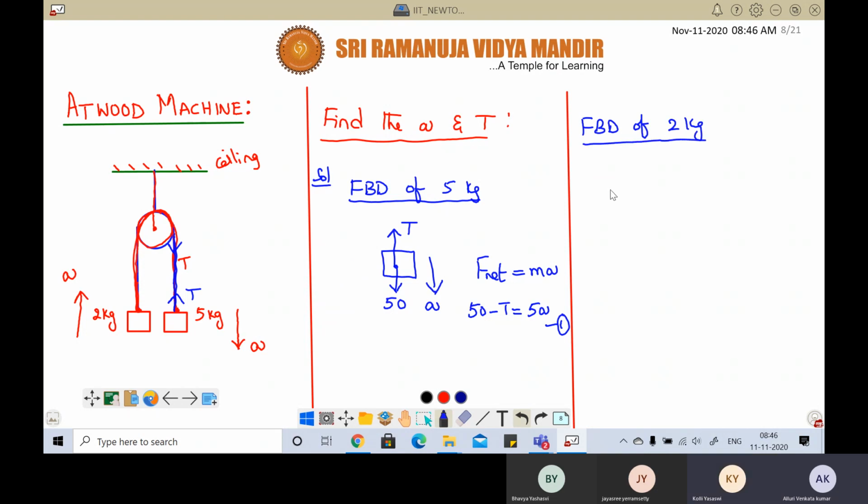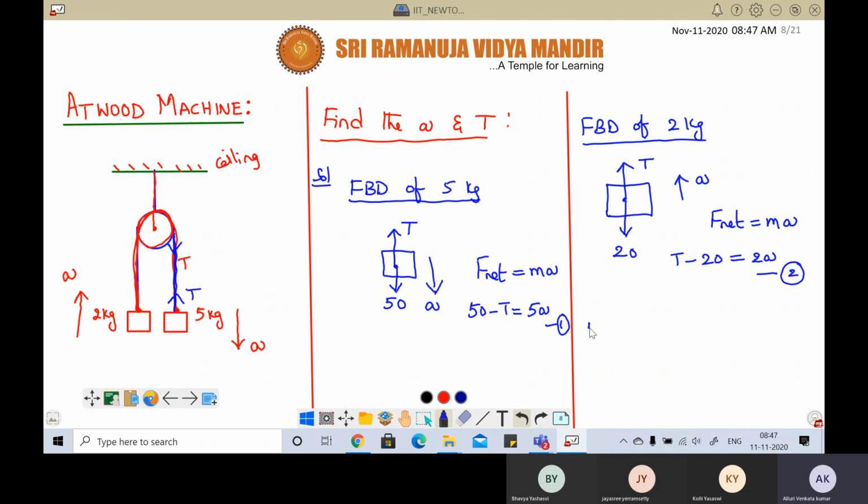Next, what is the free body diagram of the 2 kg block? Gravitational force mg, that is 20, and the tension force towards upside. Direction of acceleration is towards upside. So F net equals ma: T minus 20 equals 2a. Equation 2.